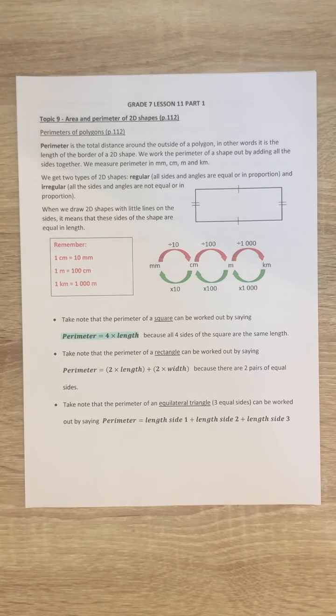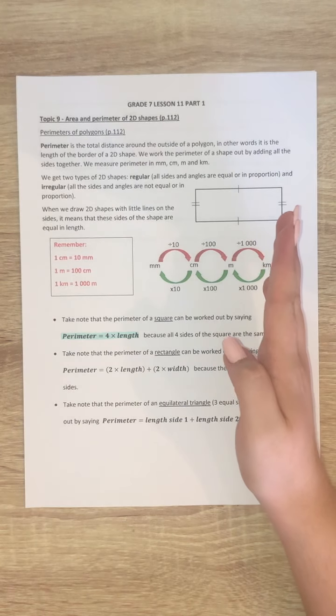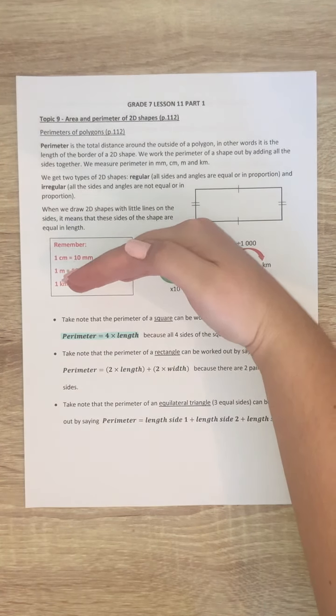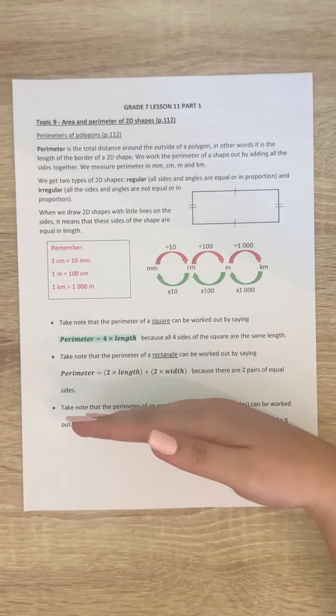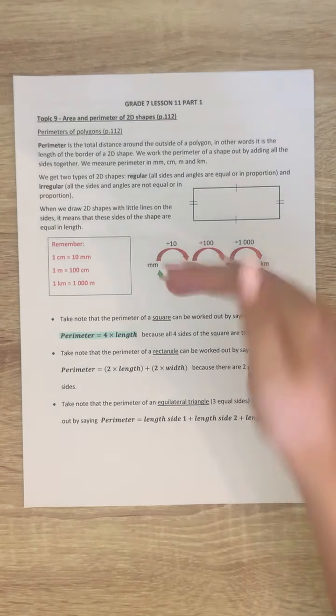So for example, if one side is 2 centimeters, then we know to get the perimeter, we're going to say 2 plus 2 plus 2 plus 2. And another way of saying that is just 2 times 4.